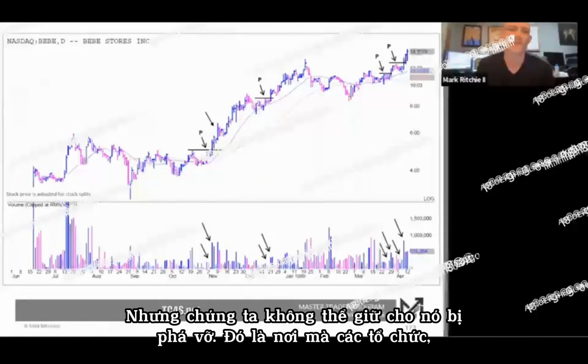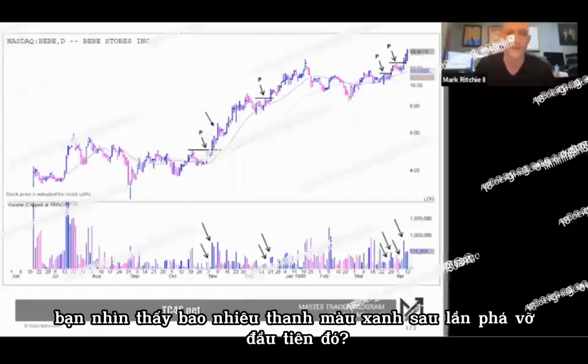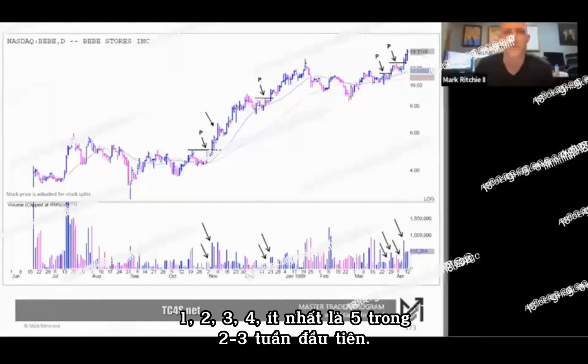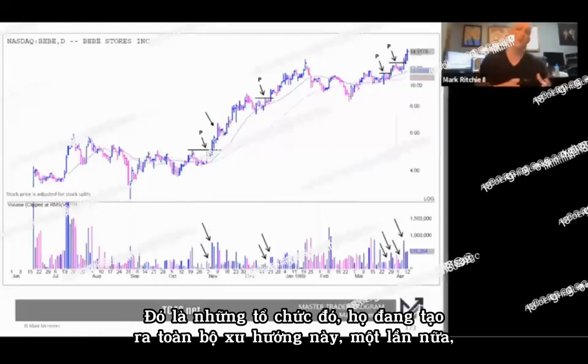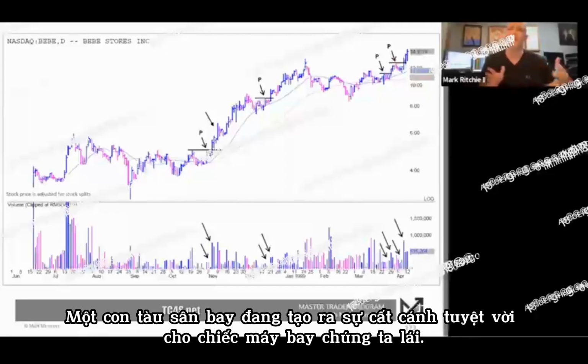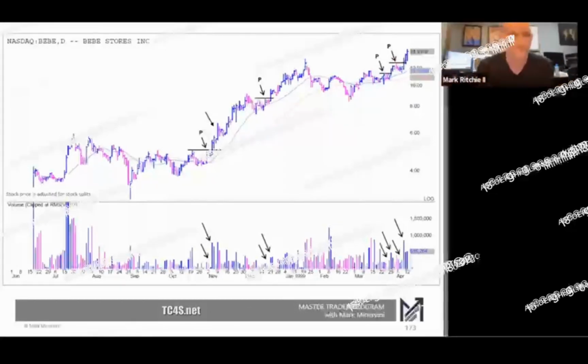That's where the institutions come in. How many above-average blue bars after that first breakout do you see? 1, 2, 3, 4, at least 5 in the first 2-3 weeks. That's those institutions. They're creating this whole trend that, back to our analogy, the aircraft carrier is creating this really nice wake for us that we're riding.